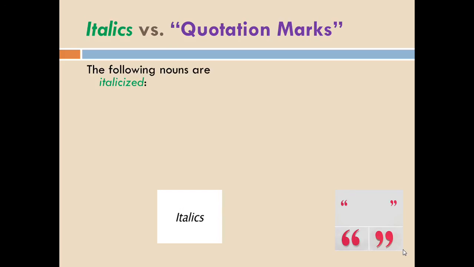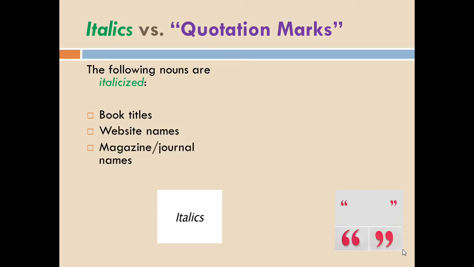Italics is reserved for big things. So the title of a book, the title of a website, the title of a magazine or journal, the title of a documentary or a movie or a TV show, the title of a CD. All of these things are big things that can get broken down into smaller pieces. So all of these titles go in italics. Italics are for big things.